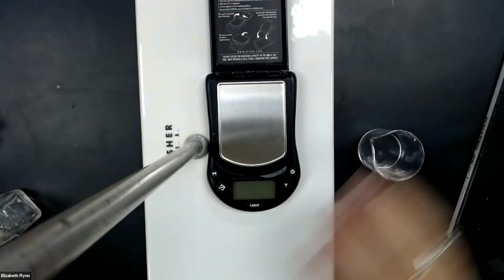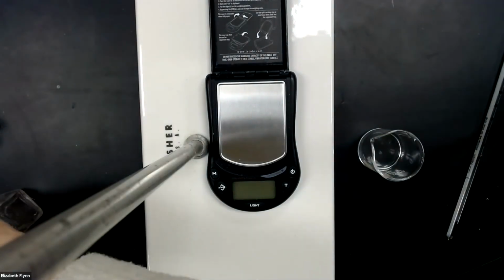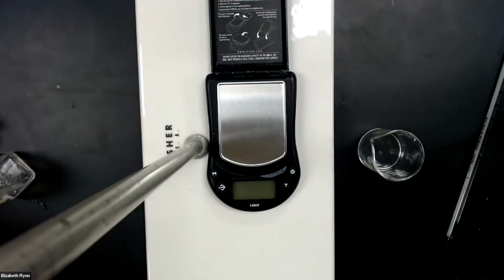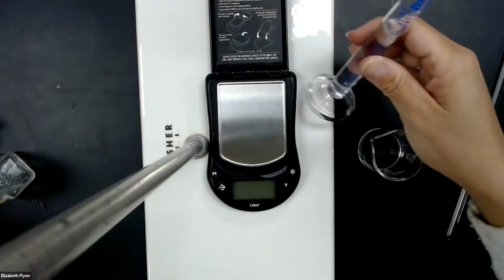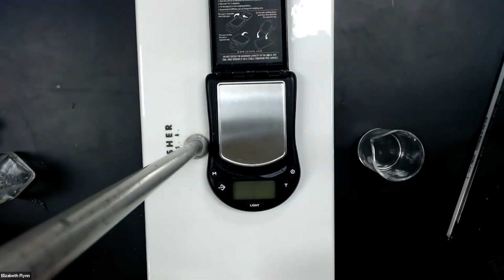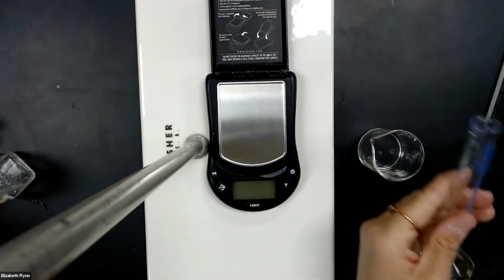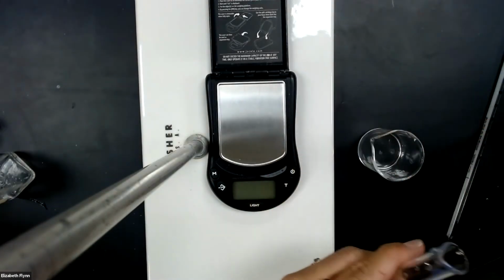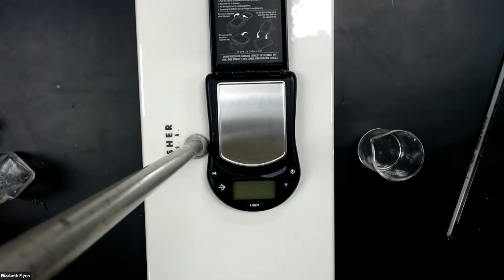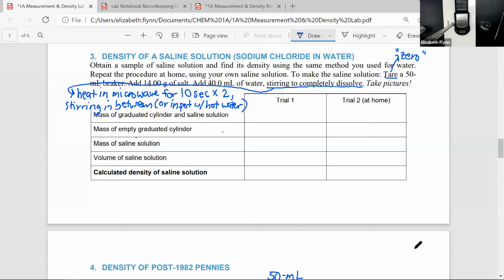Okay, so you're going to use the same procedure that you used before for determining the density of the water. You'll make sure that you dry out your graduated cylinder that you used before. So I'm going to pour it into my waste container. That's a good idea too, to have a waste container so that you don't have to keep getting up. And I'm going to dry it using my twisted paper towel again. And it's the same procedure. So we want to measure the mass of the empty graduated cylinder. And remember that we're following the procedure right here, using the same method that we did before.